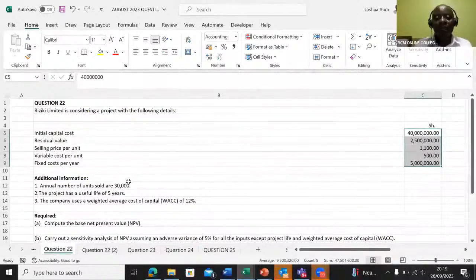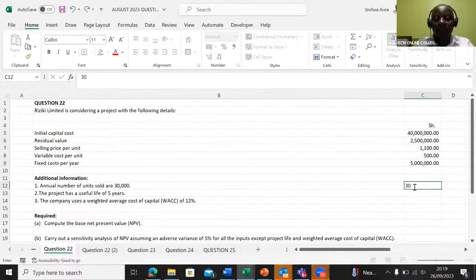Additional information: annual number of units sold are 30,000. I can't pick this 30,000 from here the way it is, so I will transfer 30,000 and put it there. The project has a useful life of 5 years, so put this 5 there as well so that I can use it. And then the company has a WACC of 12.